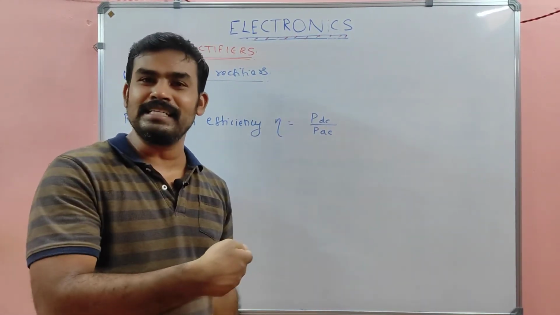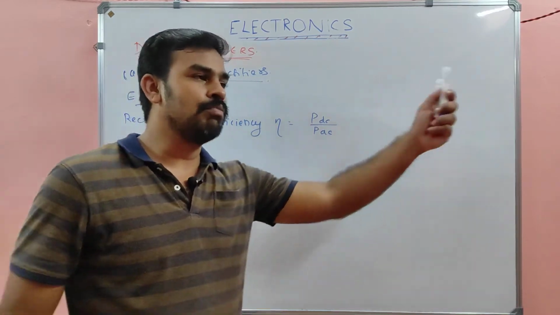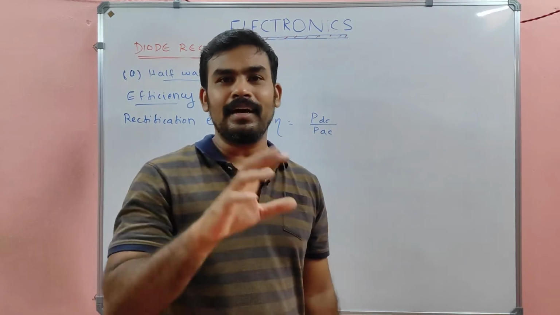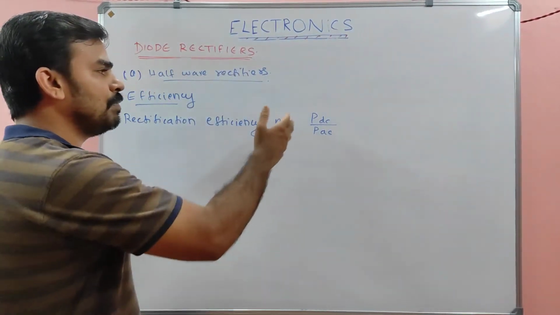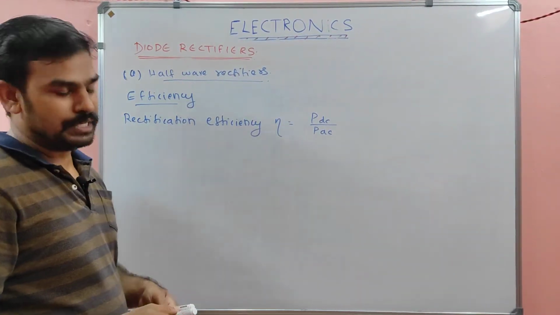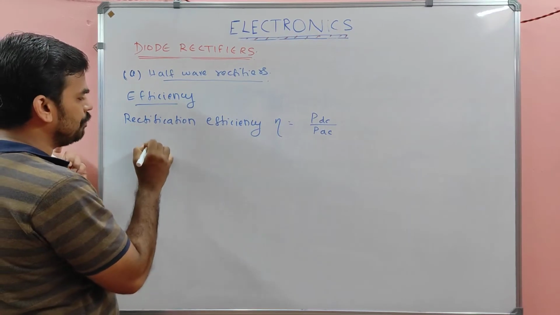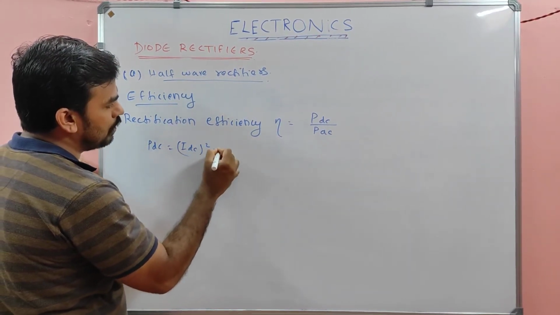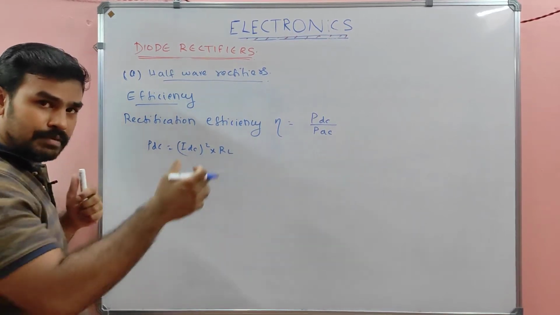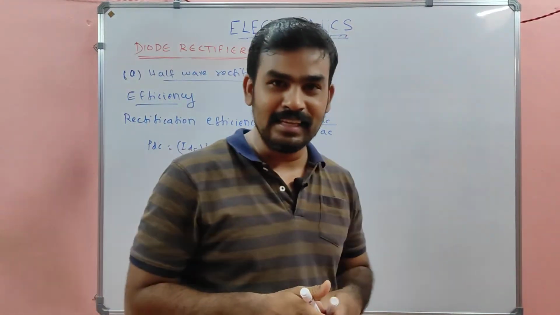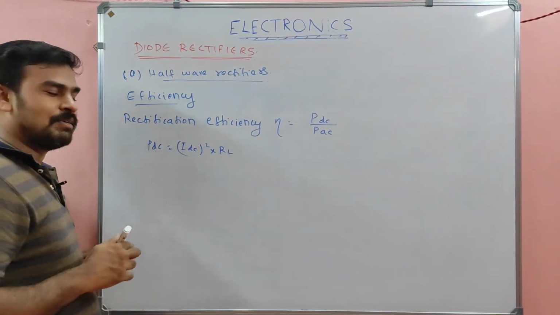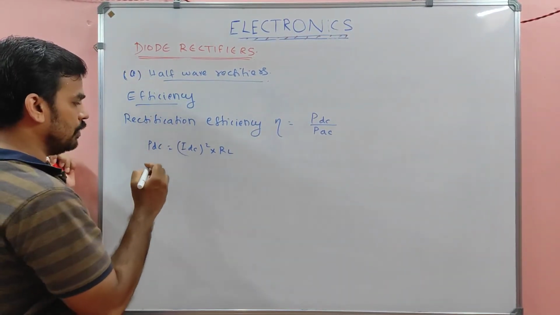The input is nothing but the AC, and the output produced is the DC. So the output power by input power gives the value of efficiency. So what is PDC, my dear? PDC is nothing but IDC the whole square into RL, because across the load we are taking the current or voltage. So it is IDC squared into RL.